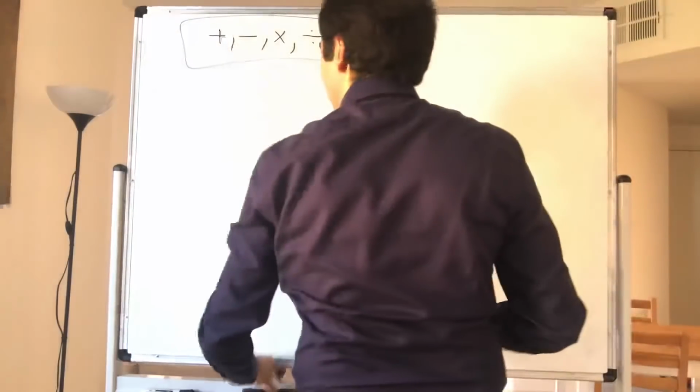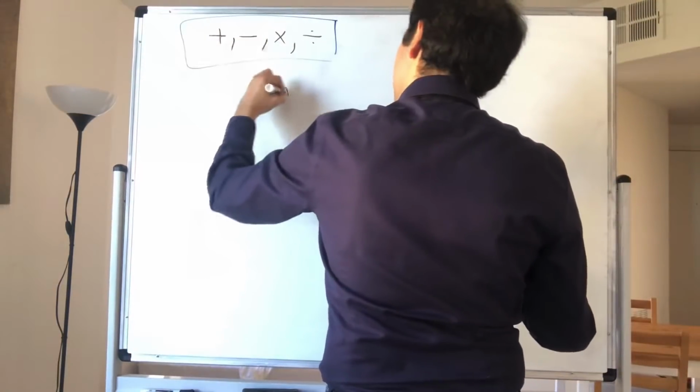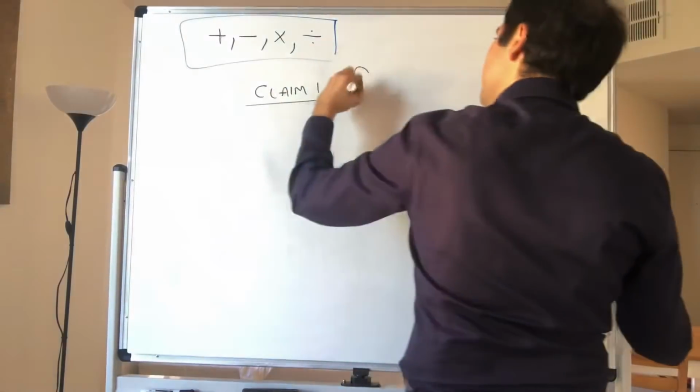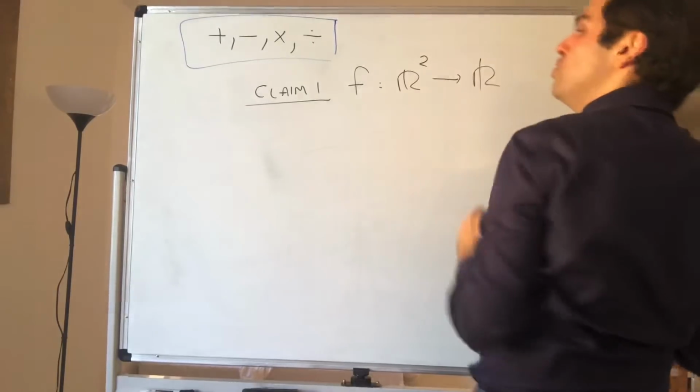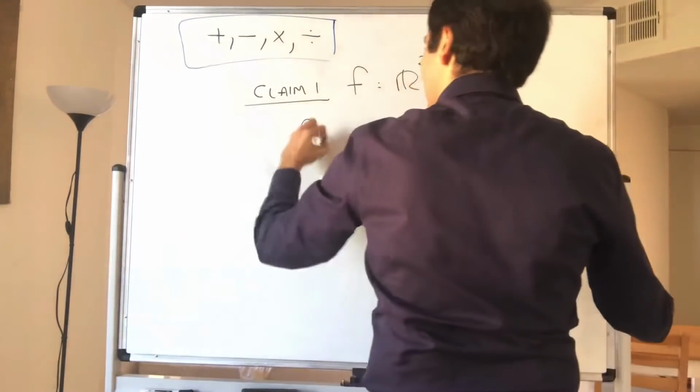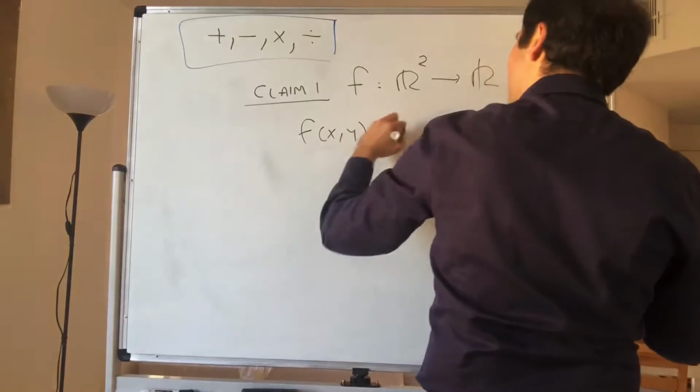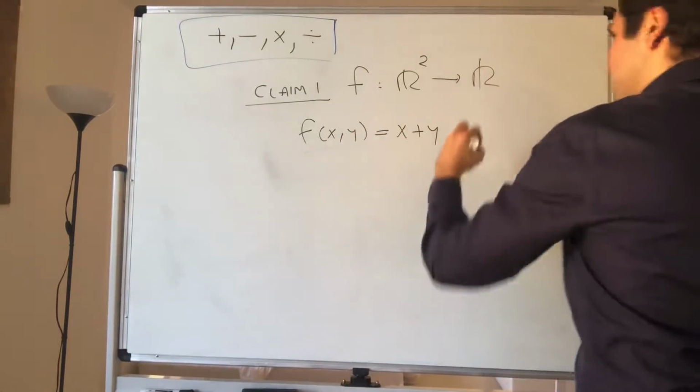I want to show first of all, claim 1, that if you consider the function f from R2 to R, where f of x, y is just x plus y, I want to show that f is continuous.